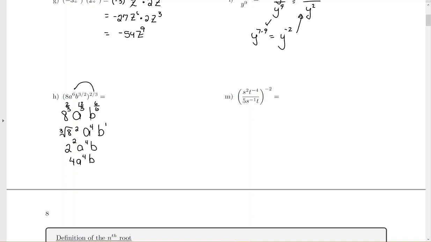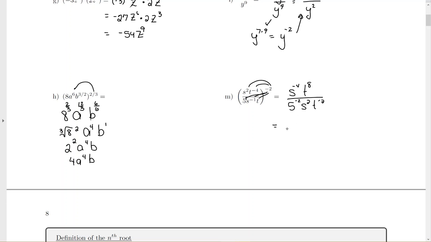For letter M, everybody inside raised to the negative 2 power. So again, multiply the powers together. 5 to the negative 2, I don't multiply the 5 times the negative 2. That's a power. The power on 5 is 1, so 1 times negative 2 is negative 2. S to the 2, t to the negative 2.